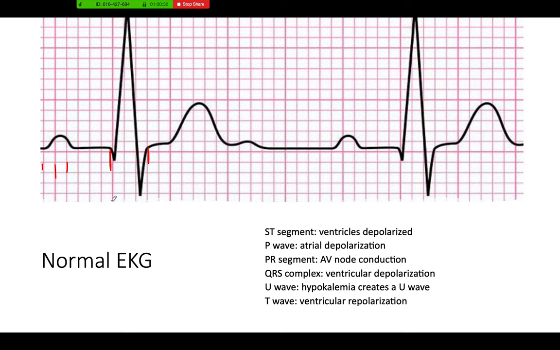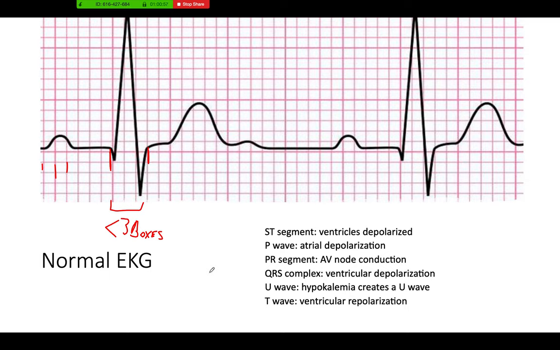As you can see, this QRS complex is under three boxes. Under three boxes. Okay? That is the size of a normal QRS complex. As long as your QRS complex is under three boxes, the problem that you're having has to be somewhere else other than the ventricles.